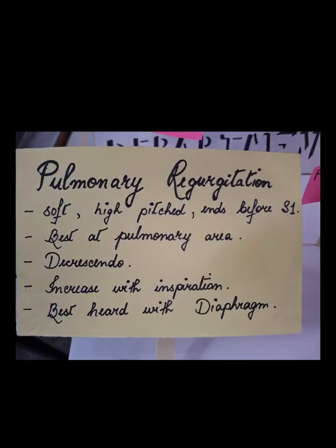The first is pulmonary regurgitation, which is a soft, high-pitched murmur which ends before S1. It is decrescendo-shaped and is best heard at the pulmonary area. Also, it is best heard with the diaphragm.